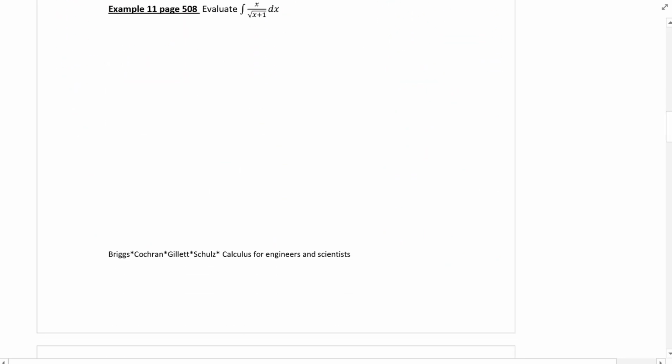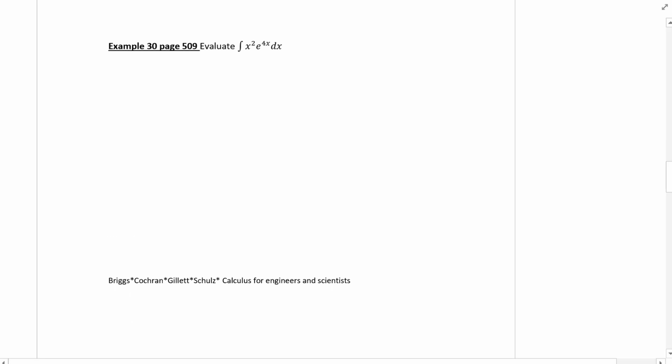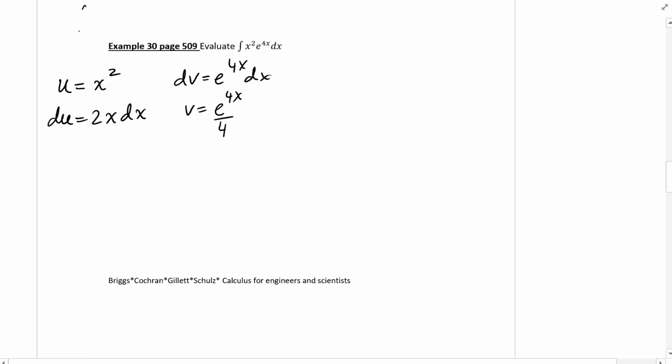So let's take a look at another problem. Let's try and see this one. The integral of x squared e to the 4x dx. So again, u equals, let's use the x squared because du is going to be 2x dx, so it's going to be 1 power less. And dv is e to the 4x dx, so v is the integral of that, which is e to the 4x over 4. So the integral of u dv is uv minus the integral of v du.